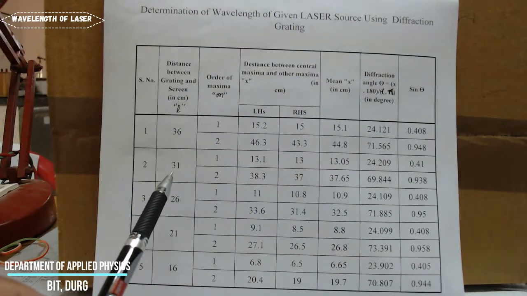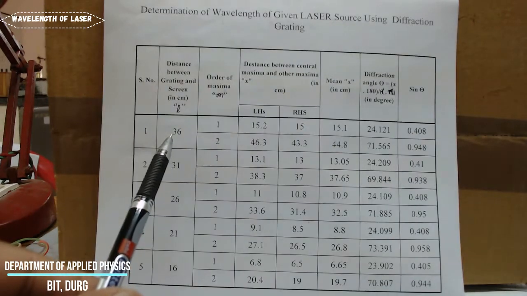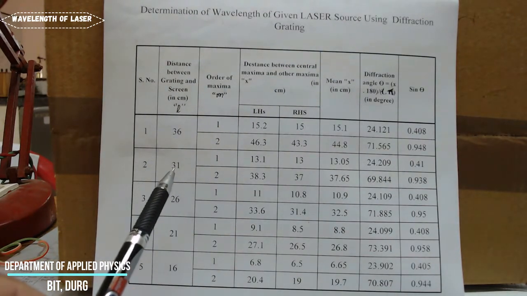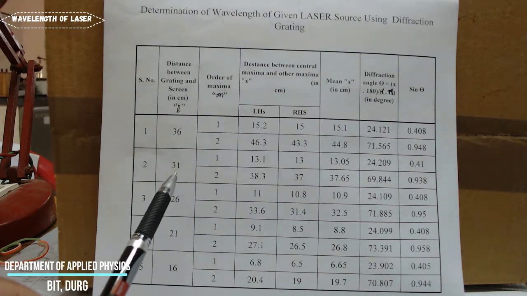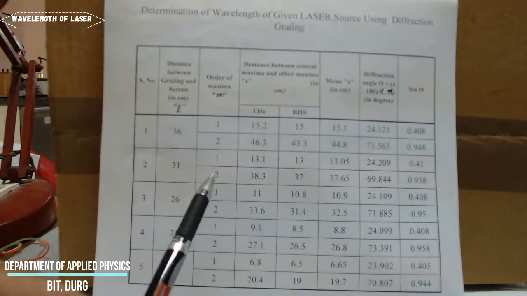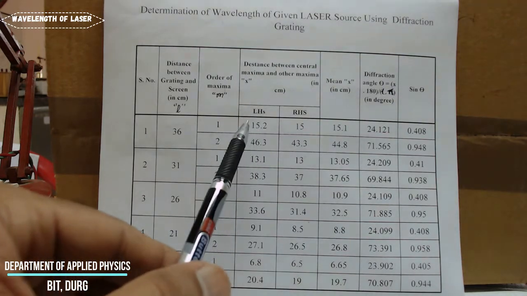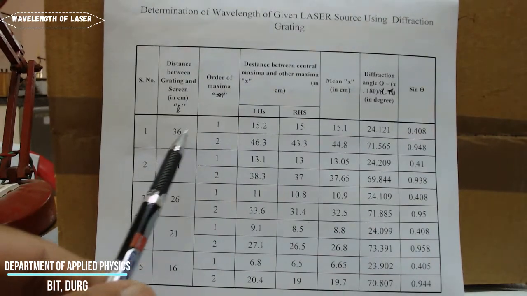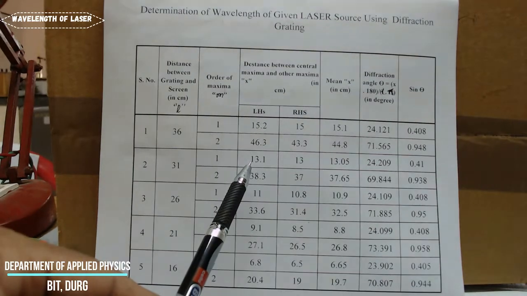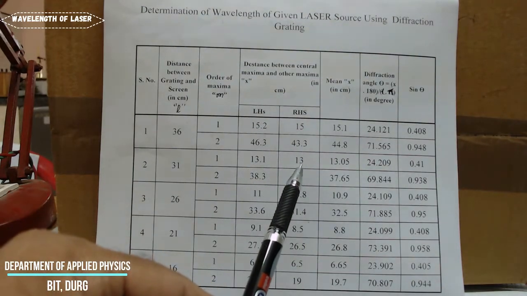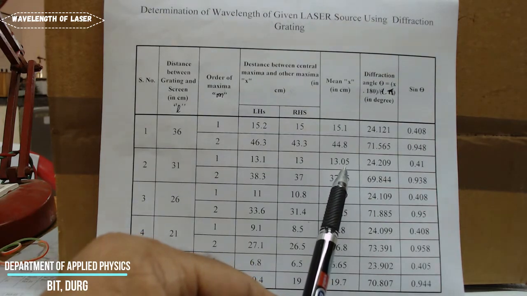Similarly, by reducing the distance by 5 centimeter, initially the distance between the screen and the grating was 36 centimeter. Now I have reduced it to 31 centimeter. I have taken readings for the first order and second order, and the distance decreased as compared to 36 centimeter. Now it comes to be equal to 13.1. On the second side it is 13.0. So the average is 13.05.